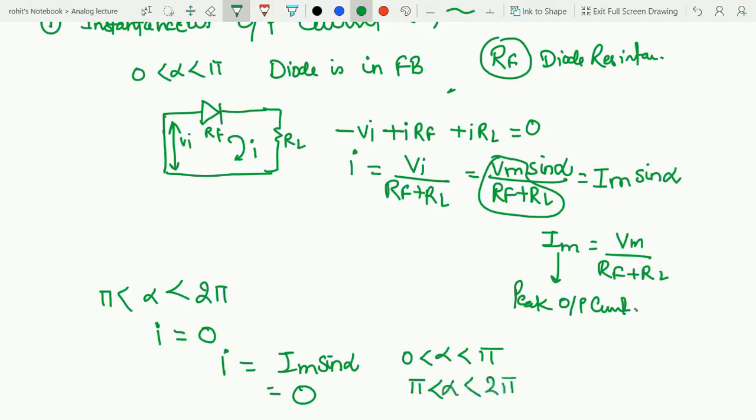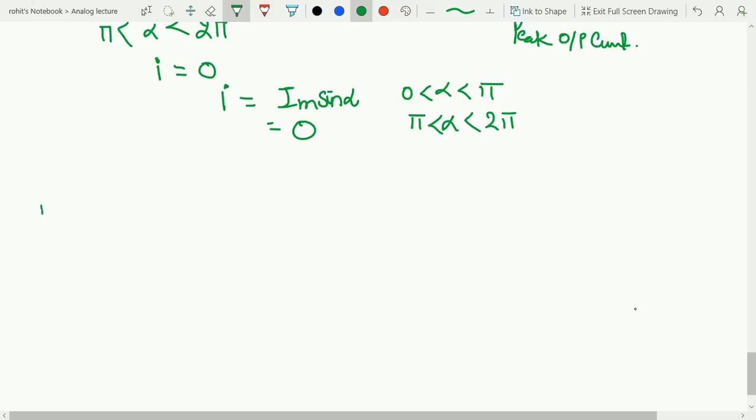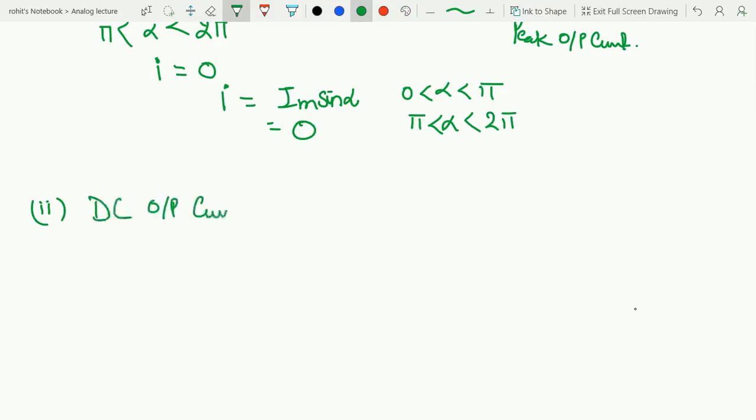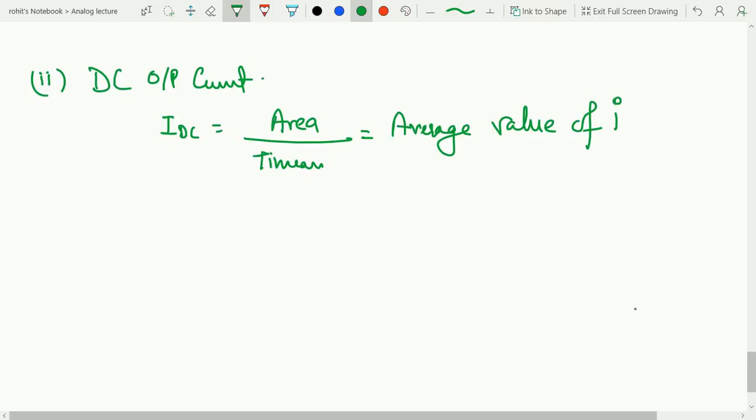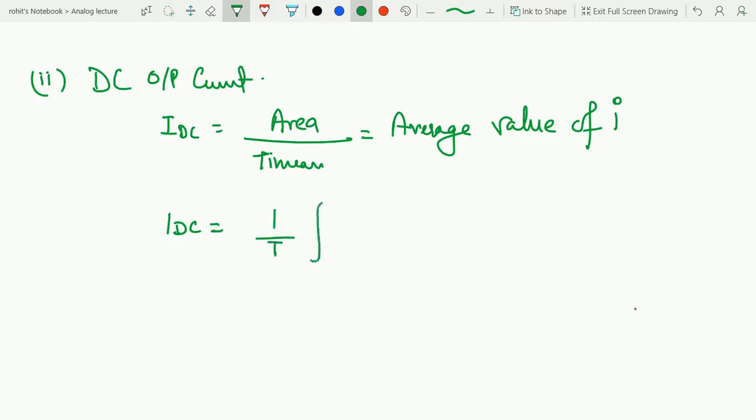So now we will calculate the DC output current. By definition, IDC is equal to area upon time period, or the average value of I. Since it is a continuous signal, we have to integrate. So 1 by T, where T is the time period, and for area we integrate from 0 to T of I dt, or we can change into angle form alpha. So T will be replaced by 2 pi, 0 to 2 pi, and I is the instantaneous current, Im sin alpha, d alpha.